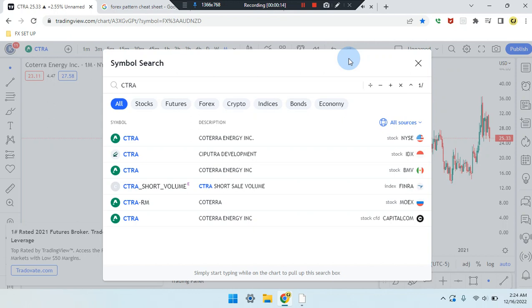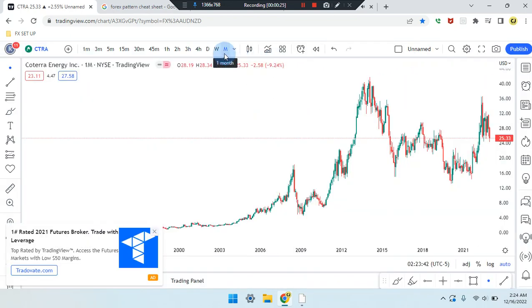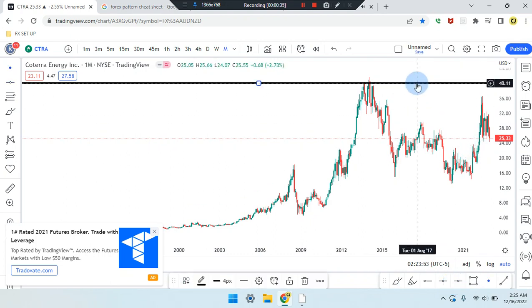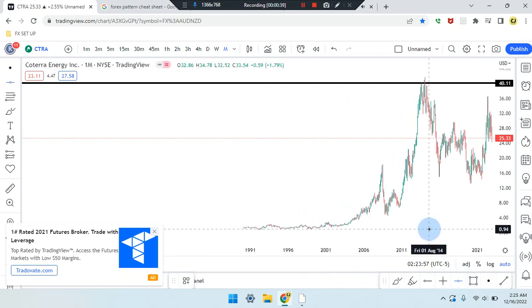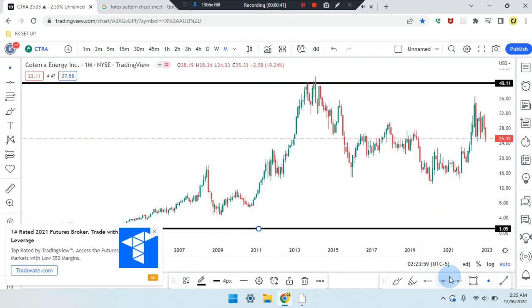Okay, everyone, this is Cam Jones, FX Daily Analysis, and we are marking up Ctra. We are on a monthly time frame. Price action, last candle to the right hand side is a bearish red candle. We do have price action overall, higher highs. Price action overall, lower lows.